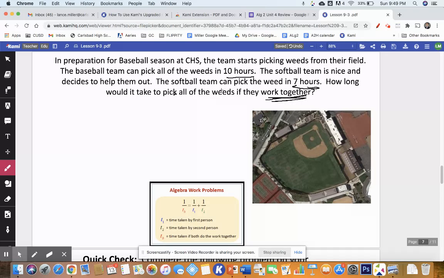So take a guess real quick. If the baseball team takes 10 hours, the softball team 7 hours, how long together? All right, let's see if you were right. Okay, take a look at the bottom.